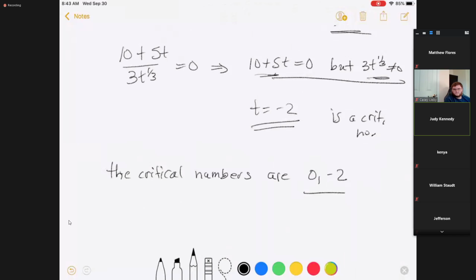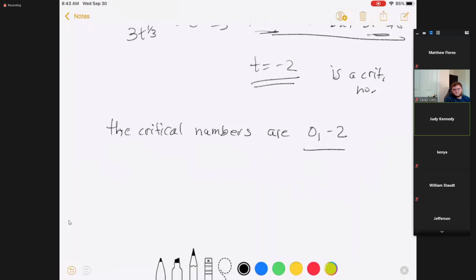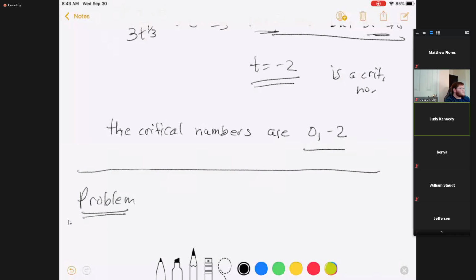Okay. Well, let's see. I haven't used the extreme value theorem yet or applied it. Let's do that. Here's a good problem. Find... Okay, so we talked about critical numbers.